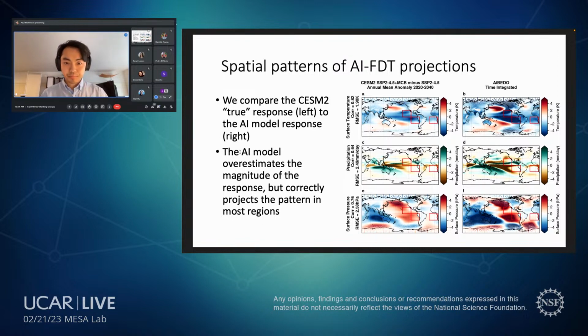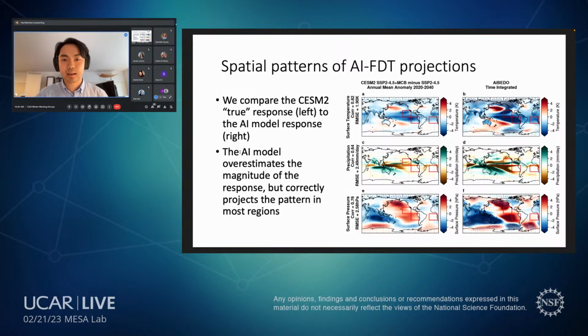And we see that the AI model is actually doing a pretty good job in terms of projecting the pattern of the climate response to the marine cloud brightening interventions. But importantly, it is overestimating the magnitude of the response. But nevertheless, I think there's quite a few nice features that it seems like the AI model is properly capturing.